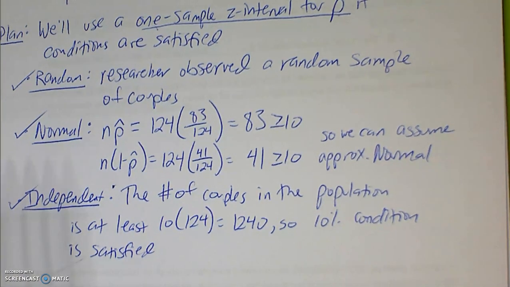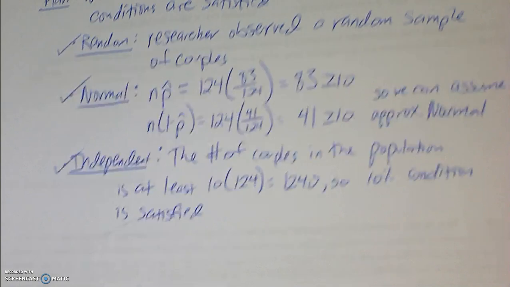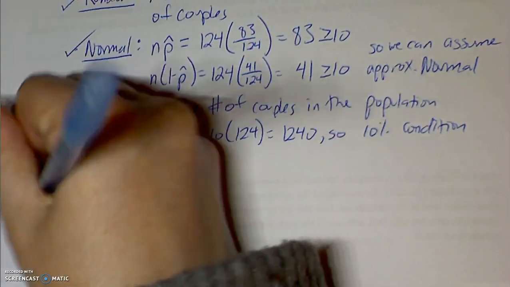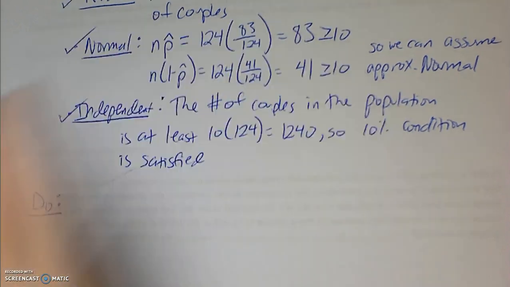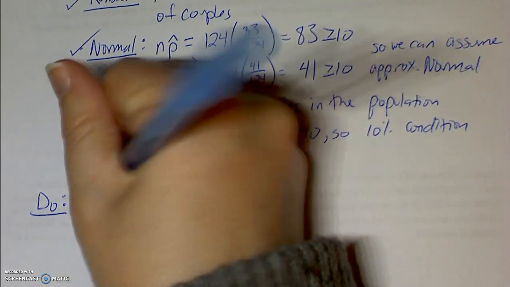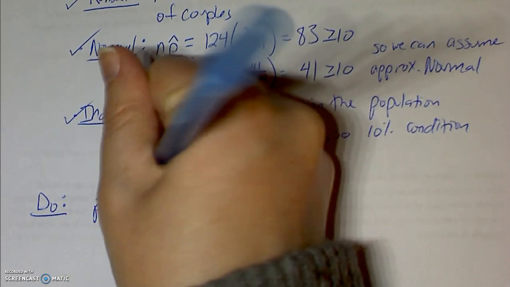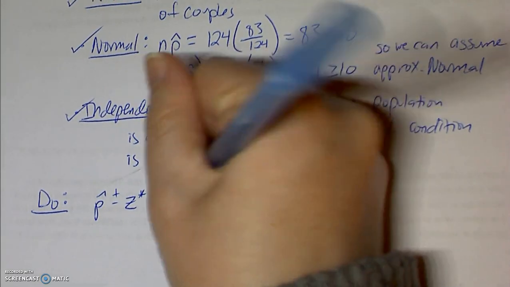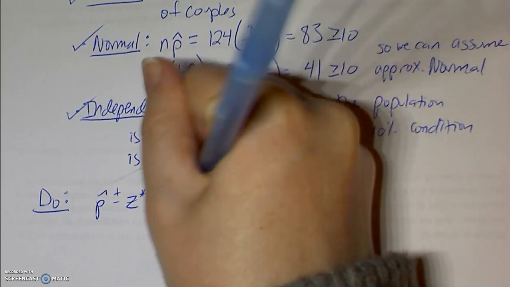So we've done our state, we've done our plan. So now we need to actually do some calculations. Here's where we actually figure out our interval. So the formula that we're going to be using is p hat plus or minus my critical value times my standard error. Okay, that's all under the same thing.